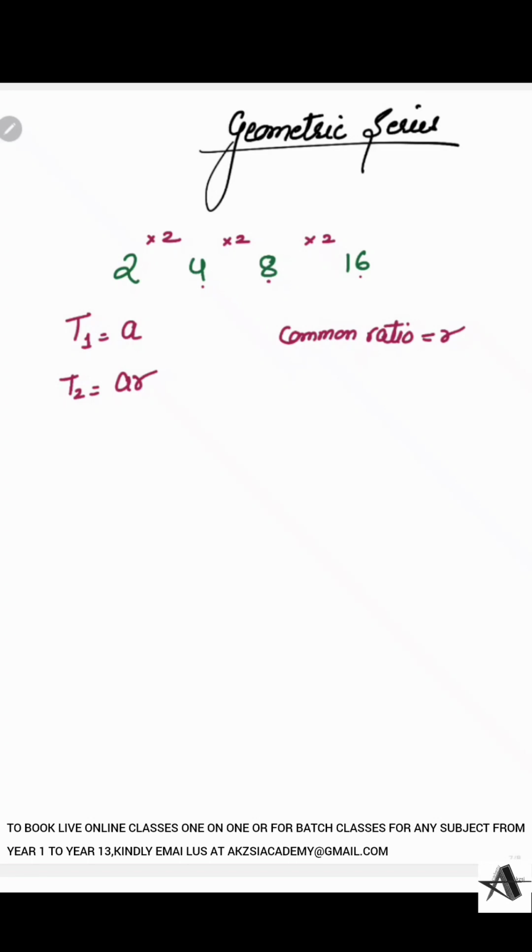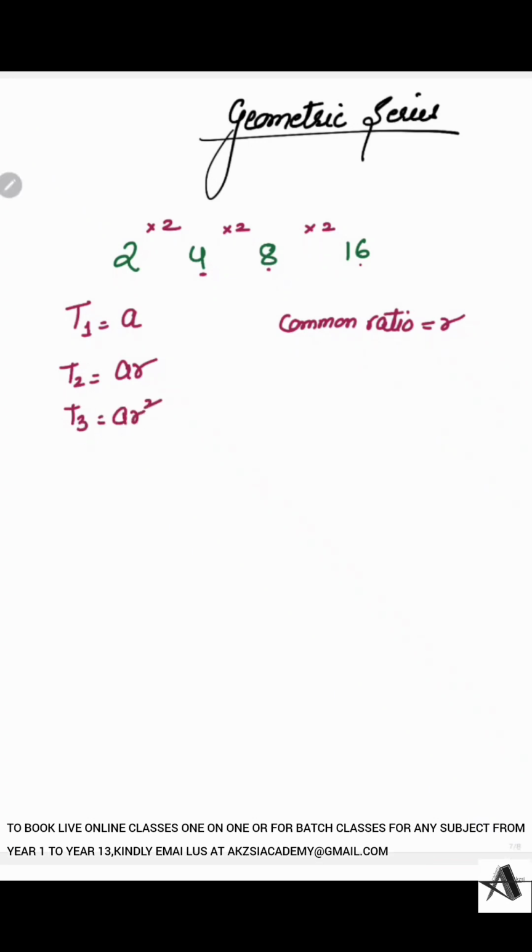Then the third term will be the multiplication of the second term. You are multiplying the constant, the common ratio, to the second term. So the third will become ar squared. Similarly, T4 will be what? You are multiplying r to ar squared. So this will become ar cubed.